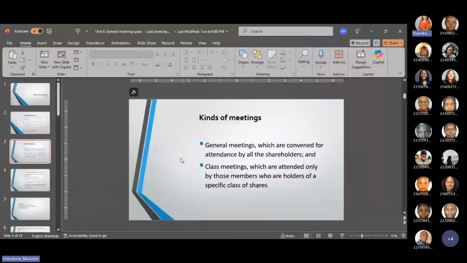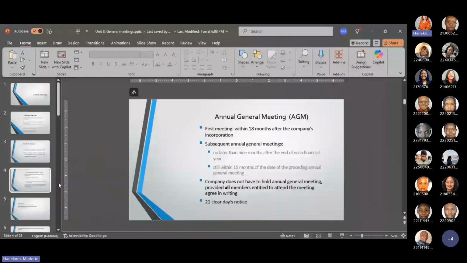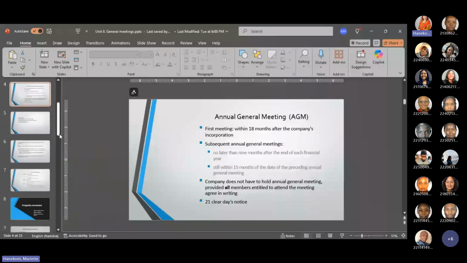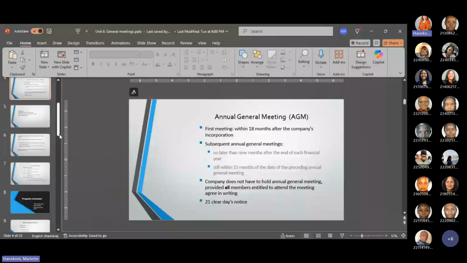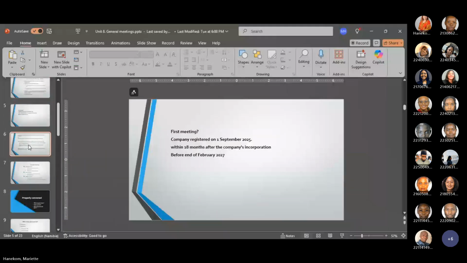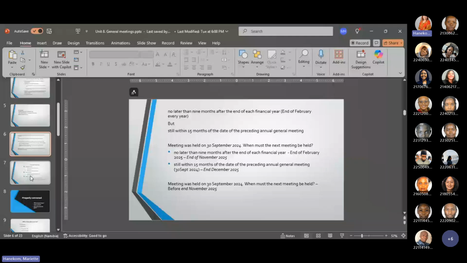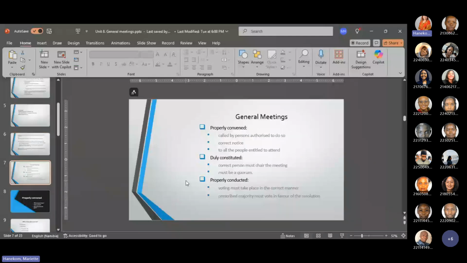Then we looked at the AGM, the annual general meeting, and we did an exercise. We looked at when must annual general meetings be held, and I gave you an example where we actually calculated it. At the end of the day, we were all comfortable. So that is about the AGM. The rest of the unit, we talk about meetings in general. Now, the manner in which shareholders make decisions.